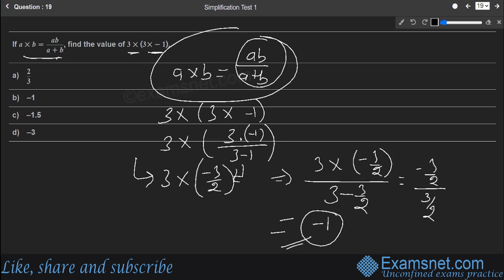The real answer is minus 3 by 2 over 3 by 2. The answer is minus 1. Option number B is right.